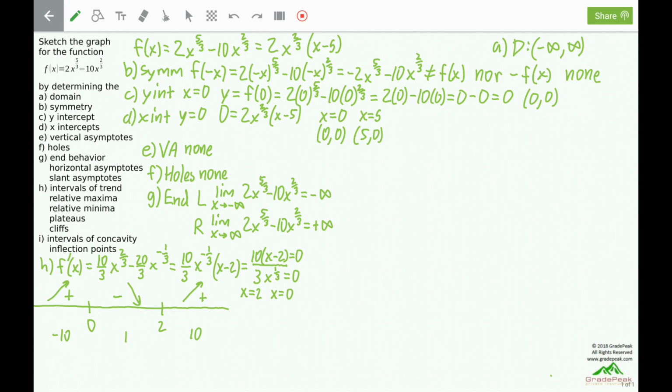Right at the critical number of x equals 0, we have the trend change from increasing to decreasing, which means x equals 0 is a relative maximum. Now over here, x equals 0 came from the denominator of the first derivative, so it is not a normal relative maximum. It will be a cusp relative maximum.